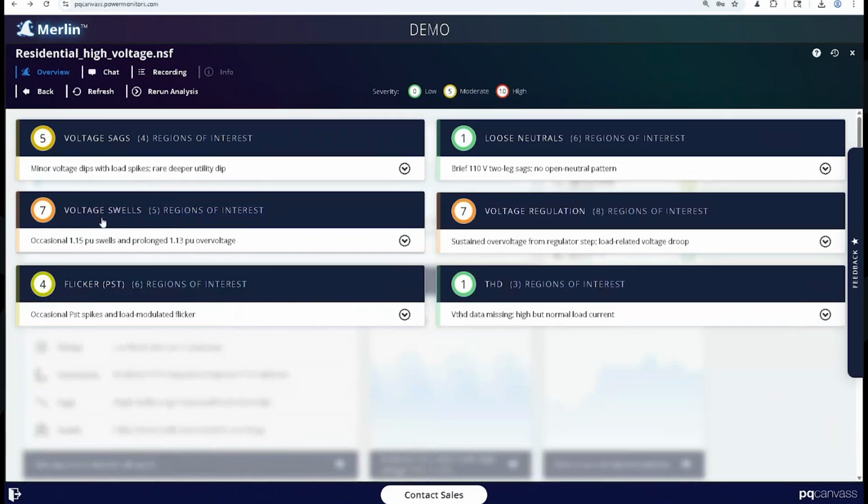Voltage swells, it sees as a high severity, which means that this is probably something that we're going to want to take a look at. Something like loose neutrals that has a severity of 1 means that it's not really affecting any of the recordings, and doesn't really find anything of interest to us. All of this helps us by really pointing us in the right direction of this analysis.